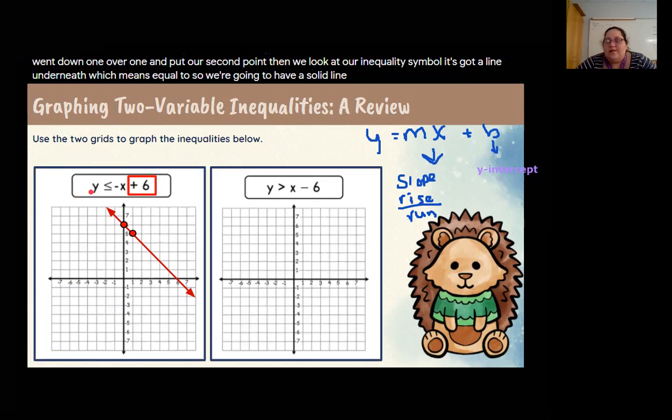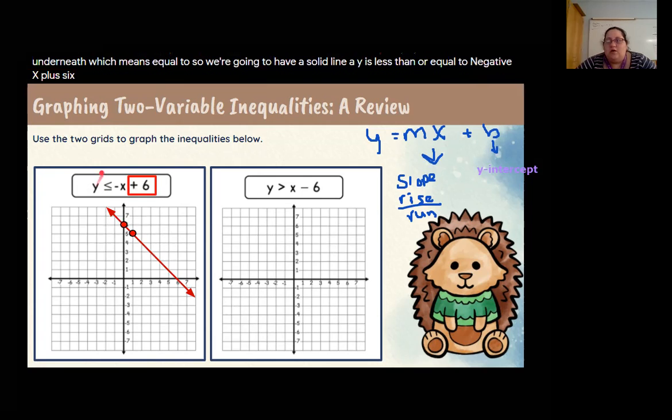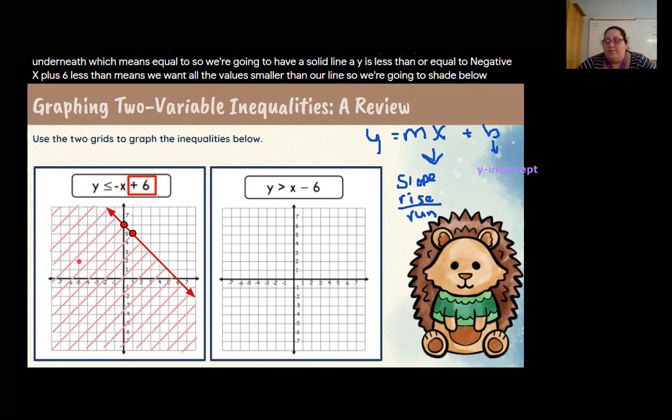Now it says y is less than or equal to -x plus 6. Less than means we want all the values smaller than our line. So we're going to shade below.